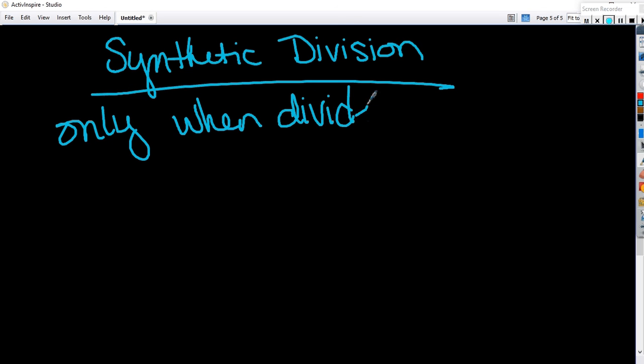Wait, do you have to use it to use level 1? Everybody always asks that. You can use long division. You're not going to want to. You won't want to. And when you see how easy this is, it is a shortcut.